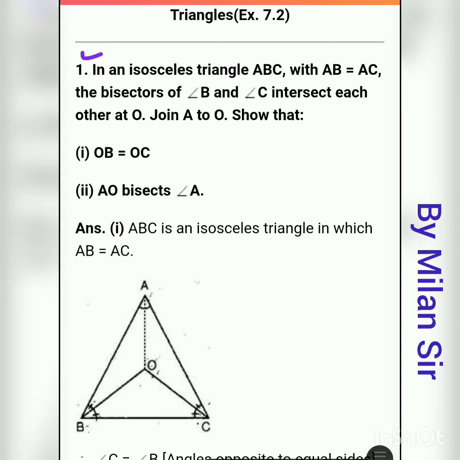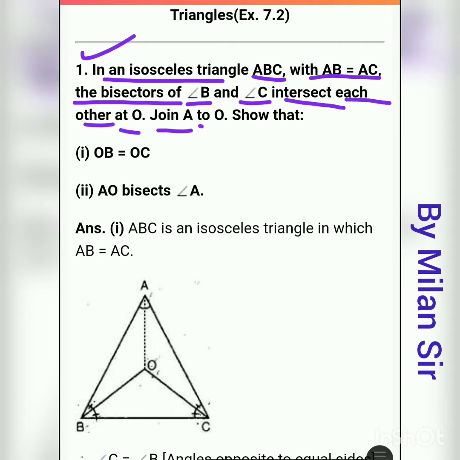First of all, read this question. In an isosceles triangle ABC with AB equal to AC, the bisectors of angle B and angle C intersect each other at O. Join A to O and show that OB is equal to OC, and second, that AO bisects angle A.